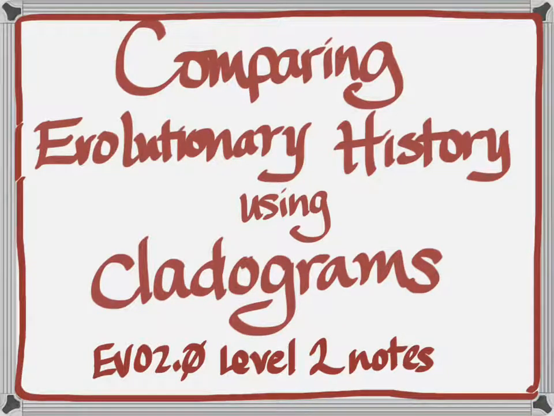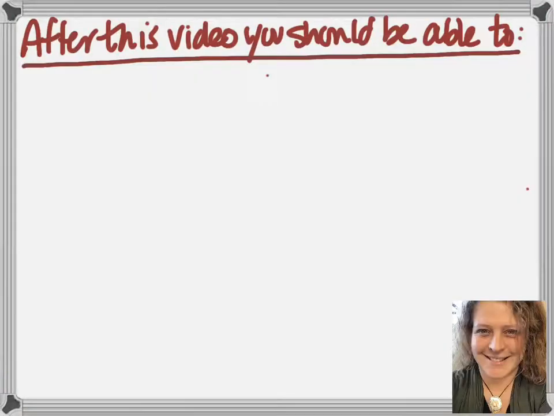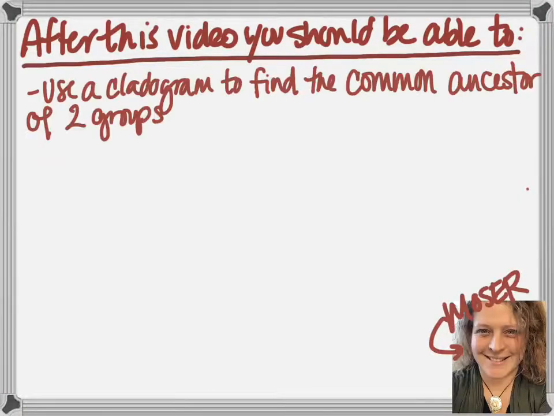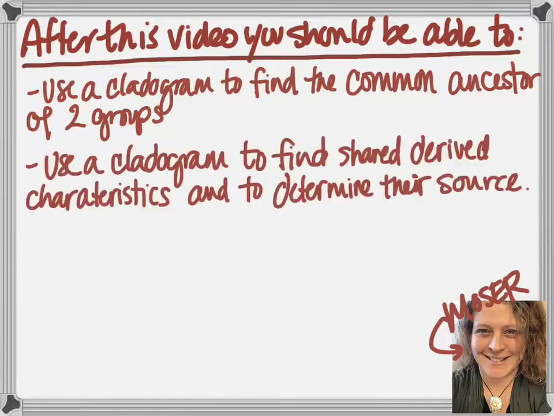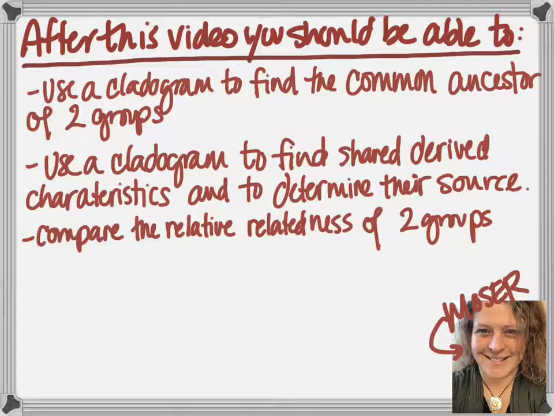You want to compare evolutionary history using cladograms? Ha! You're in the right place. It's me, Moser. And after this video, you should be able to use a cladogram to find the common ancestor of two groups or species. You should also be able to use a cladogram to find a shared derived characteristic and to determine their source. You should be able to use a cladogram to compare the relative relatedness of two groups.